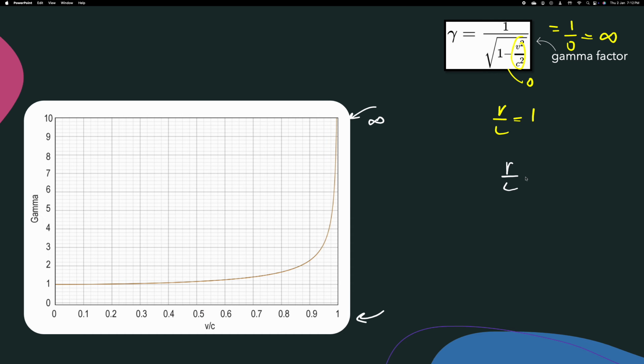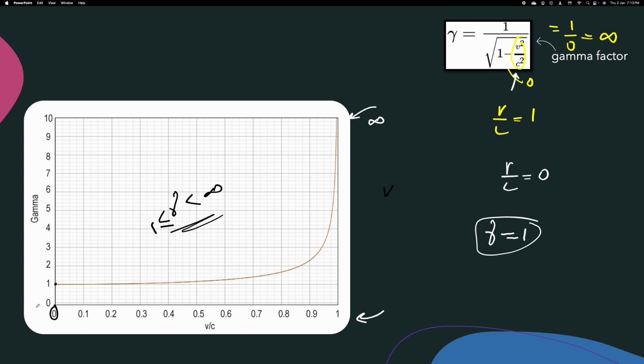What happens when v over c is 0? When v over c is 0, the denominator becomes 1. So 1 over 1 is 1, so gamma becomes 1. As you can see here, the gamma value is 1 when v over c is 0. This helps us understand that the value of gamma lies from 1 to infinity. It always lies between 1 and infinity, including 1. Correct?